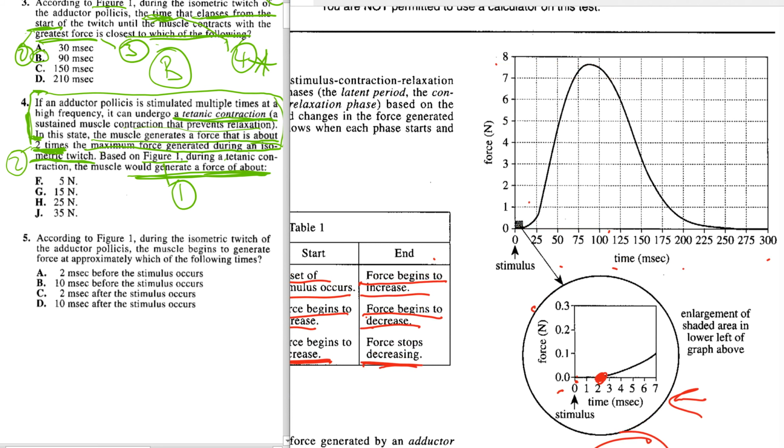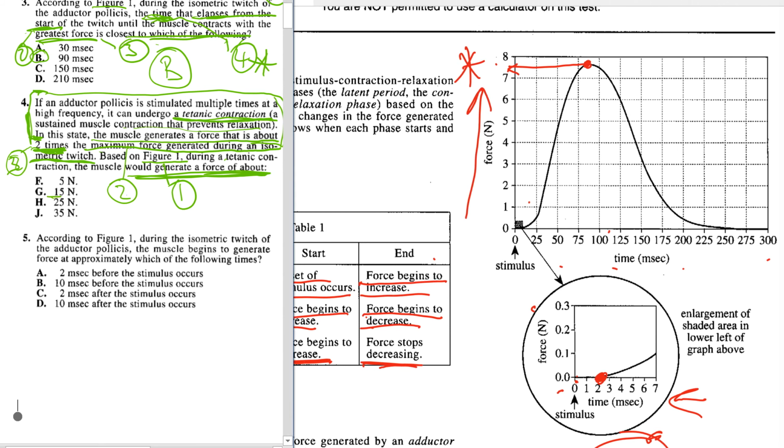So all we need to do is find, step 1, find figure 1, and that's here. Step 2 is find the maximum force. All right, force is up here. What's the maximum force? It's when it's at its peak. What's that? It's 7.5. What is 2 times 7.5? I would say it's 15. And we find that in answer choice G.